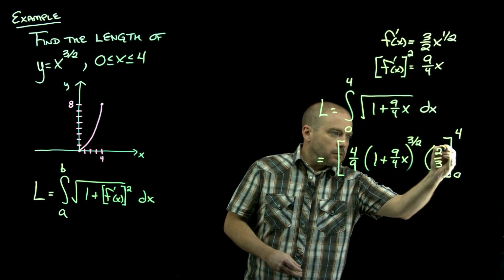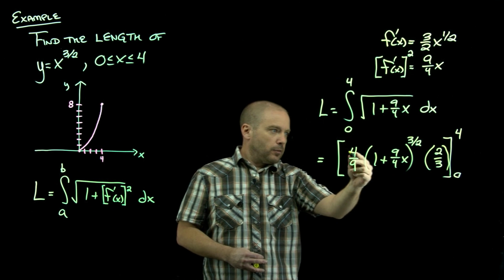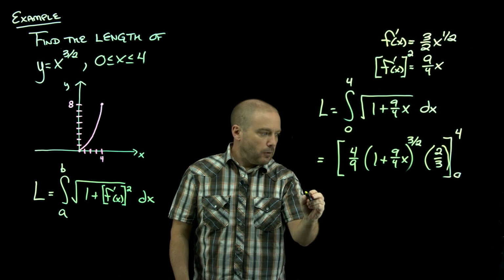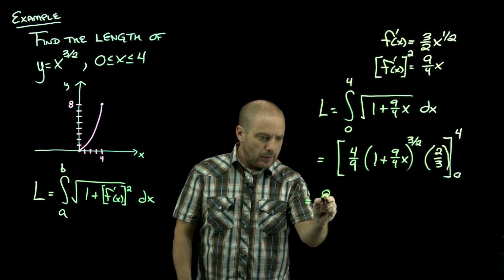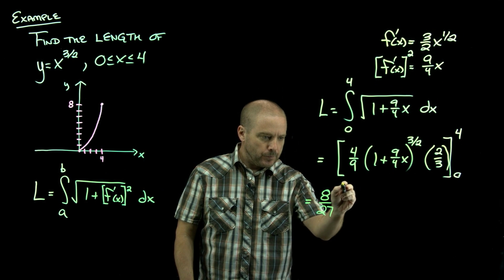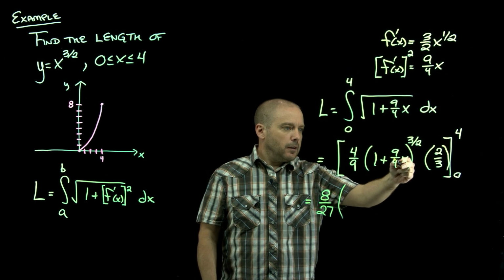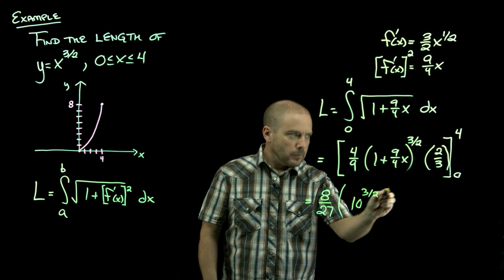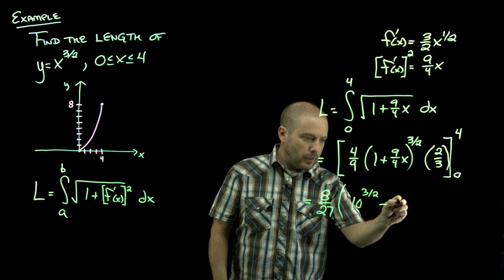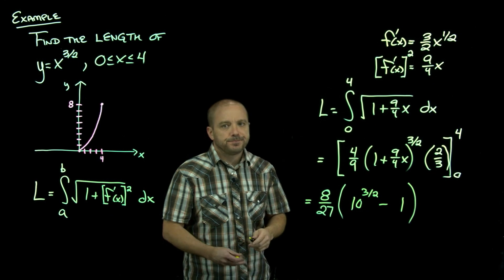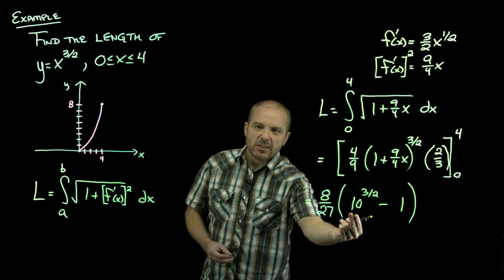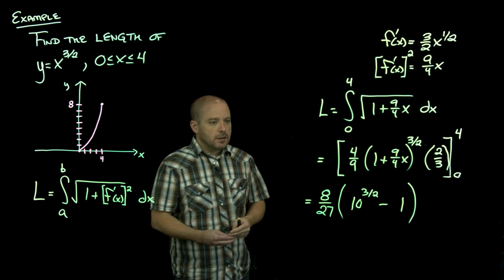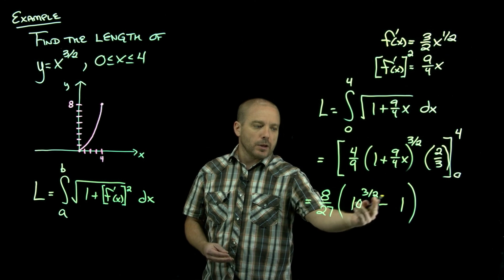So right now, outside we've got a constant of 8/27. I'm going to go ahead and just pull that out front. So we have 8/27. And then 4 into here would be 10 to the 3/2. And 0 into here would be 1 to the 3/2, or just 1. So this is irrational. We really can't do much to simplify this expression, so we'll just leave it like that. 8/27 times 10 to the 3/2 minus 1.